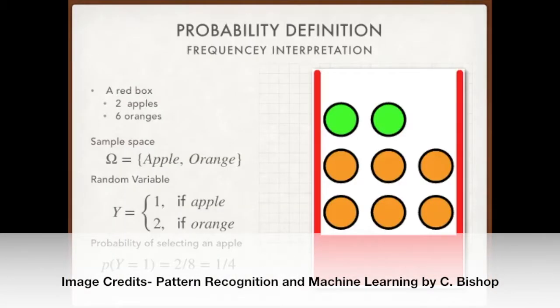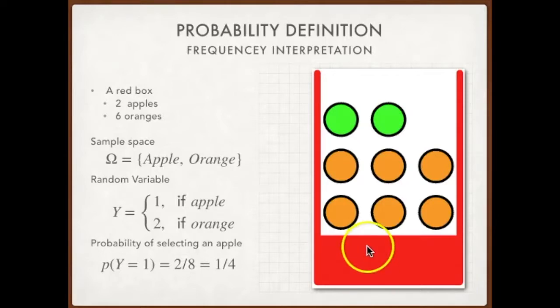Let us now look at the formal frequency-based definition of probability. Suppose we have a red box containing 2 apples and 6 oranges. An act of picking a fruit from this box is known as an event or a trial or an experiment. This act is known as a random trial when you pick a fruit without looking at it. It means you do not intentionally pick an apple or orange, but once picked it can be any one of these fruits. Now, the sample space is the set of possible outcomes a random experiment can take, and it is denoted by omega. In our case, we have two elements in our sample space, an apple and an orange.